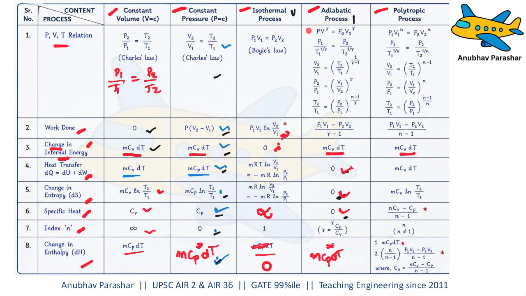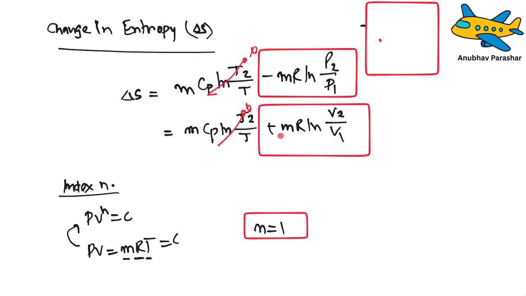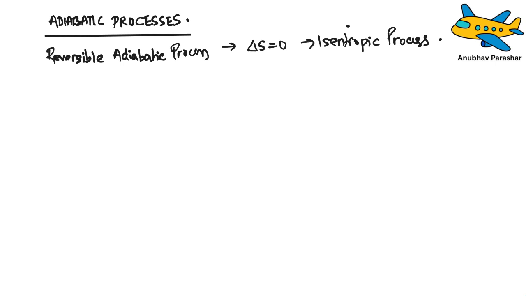Right? Now these equations are very, very important. Let us first try to create the PVT relations for adiabatic process, and then we'll recreate the equation for work done, and the rest of the things are pretty much the same. The index n is going to become gamma, which we already know is equal to Cp by Cv.